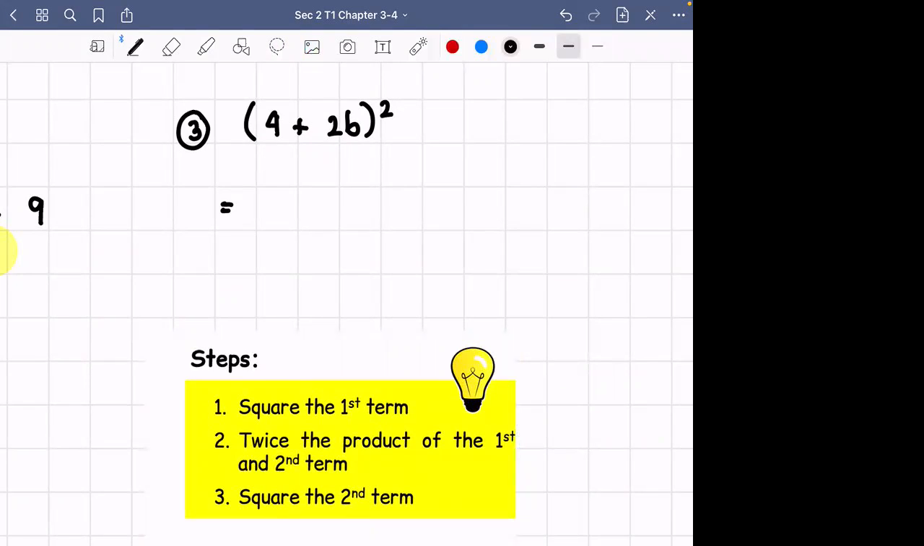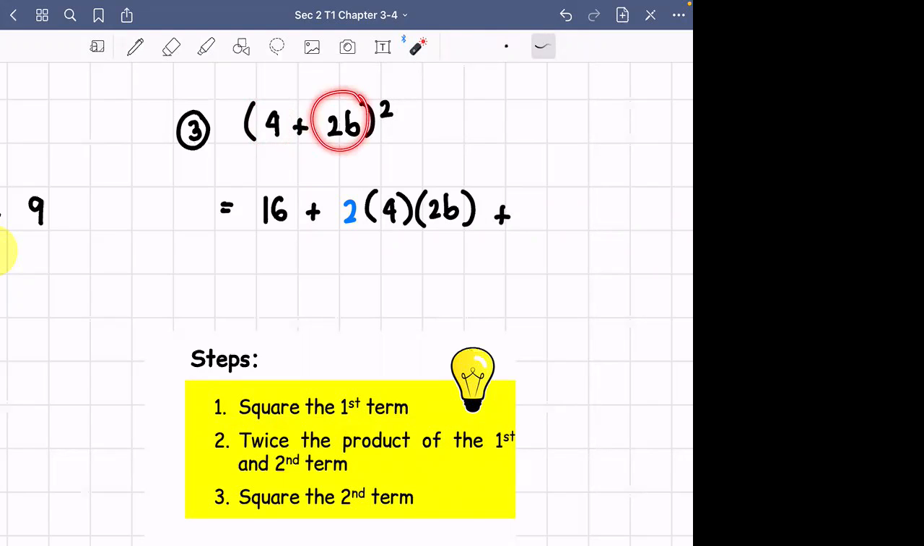So I squared the first term. What's the square of 4? It's 16, right? Put 16. Then plus, the middle term is always twice the product. It's always times 2, right? So times 2, the first term 4 and the second term 2b. And then plus, what is the square of the second term now? What is 2b times 2b? 4b squared. Correct.